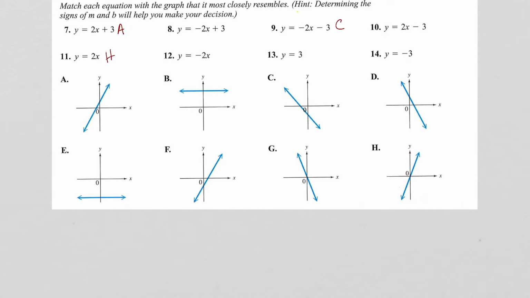And finally, we know that this is a horizontal line at positive 3. That's the only possible answer. So this is choice B as in boy.